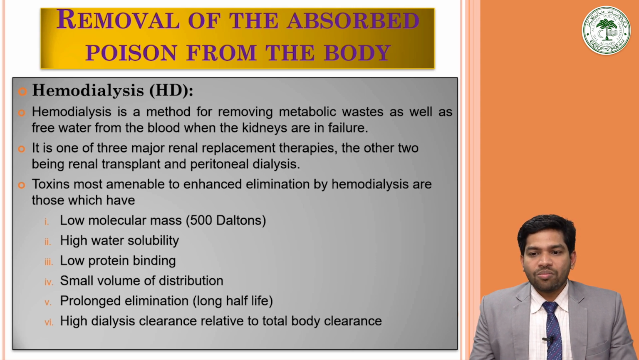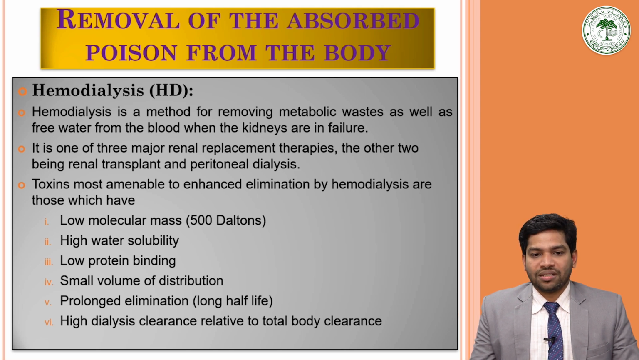Hemodialysis was first used in 1913 for the removal of salicylic acid in experimental poisoning. For the first time perhaps, hemodialysis was used in poisoning cases only. But it was not tried clinically until 1950, when it was used for the treatment of aspirin poisoning. Since then, it has been used on a considerable scale. Salient features of hemodialysis: it is one of the 3 major replacement therapies, one being renal transplant, another peritoneal dialysis, and the third being hemodialysis.